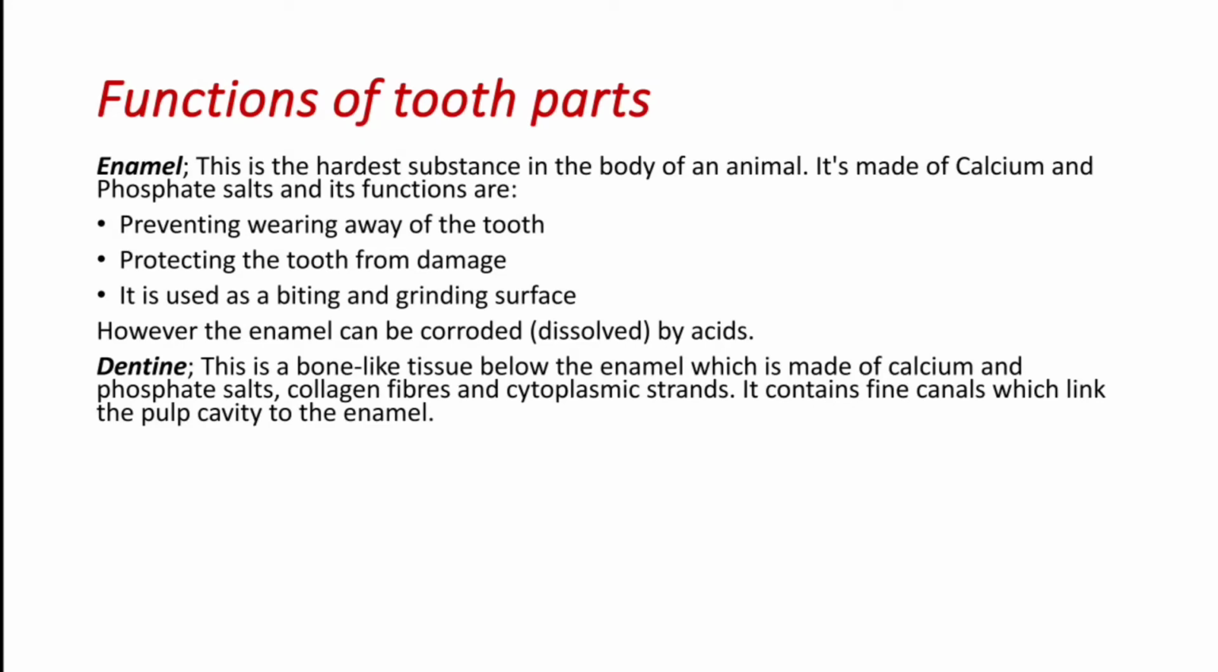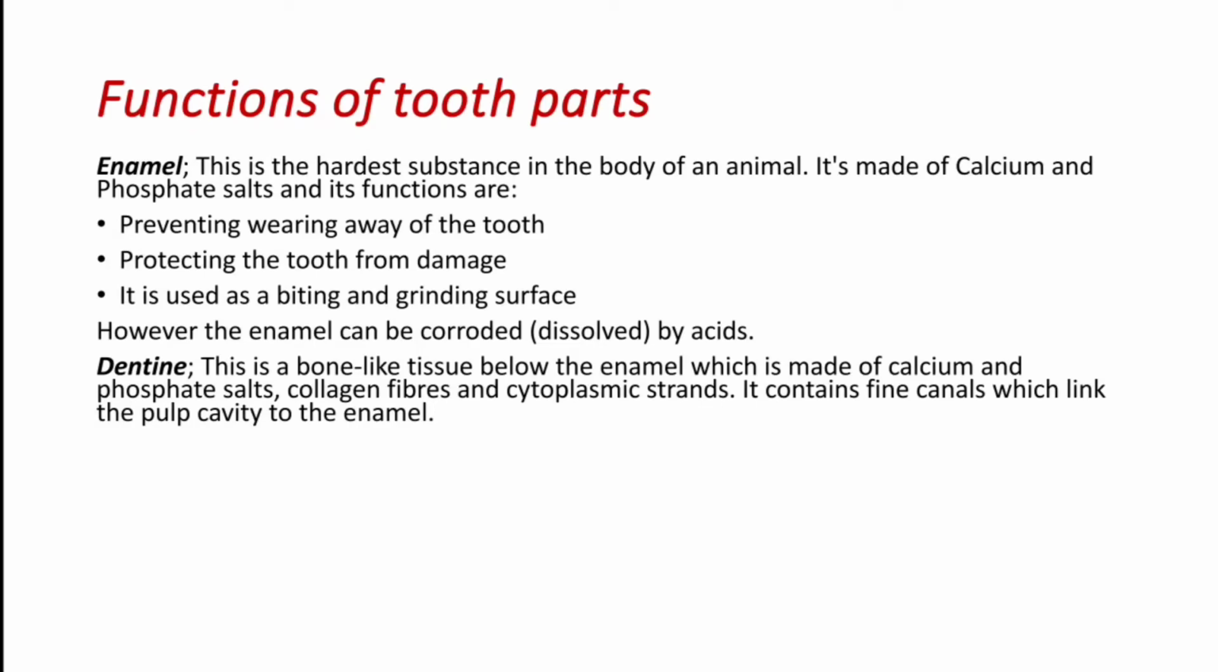Calcium and phosphate salts, collagen fibers, and cytoplasmic strands. These are the 4 things that are making up the dentine: calcium, phosphate salts, collagen fibers, and cytoplasmic strands. It contains fine canals which link the pulp cavity to the enamel. So if you look at the dentine, it has got fine canals. What do they mean when they say fine canals?